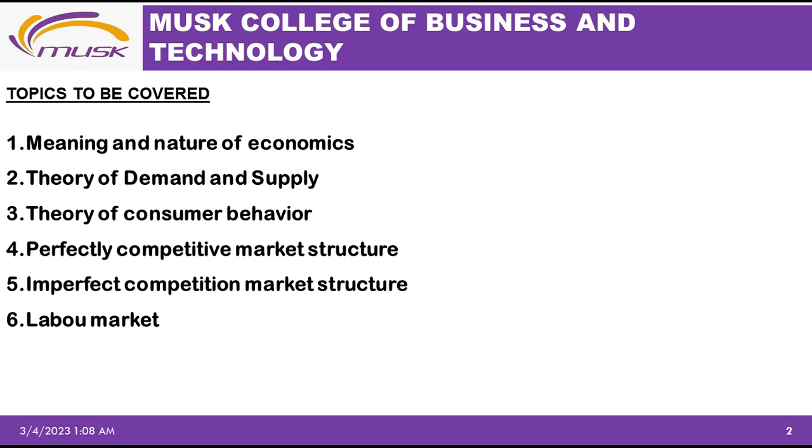We are going to be looking at a number of topics: the meaning and nature of economics. We will also look at the topic on theory and demand. We're also going to look at the topic on theory of consumer behavior. We are going to study what we call the perfectly competitive market structures. We will also look at what we call the imperfect competitive market structures, and we also look at the labor market.